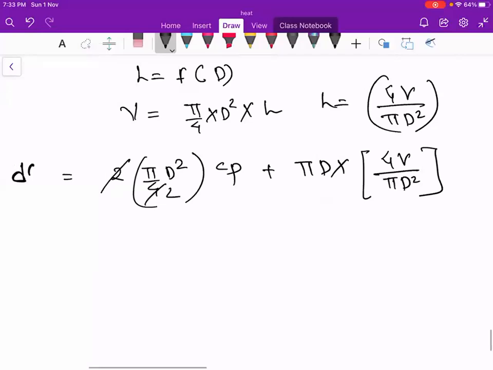This is total cost dCt by dd. Wait, some error has occurred. Okay, so just differentiate this equation with respect to d. Okay, I will be solving. Wait, solve it on your own. Okay, now it is mathematics.